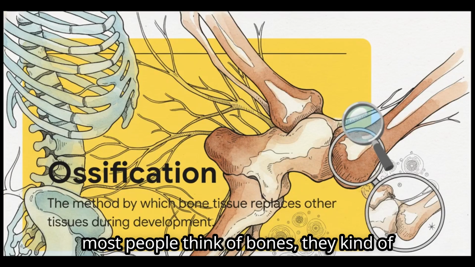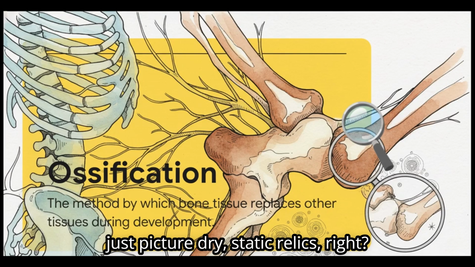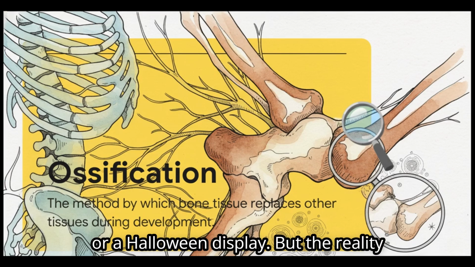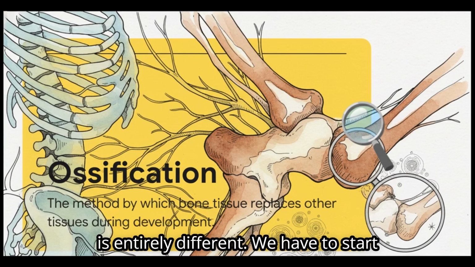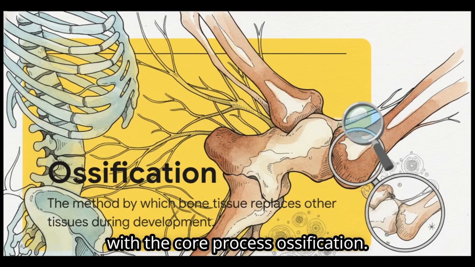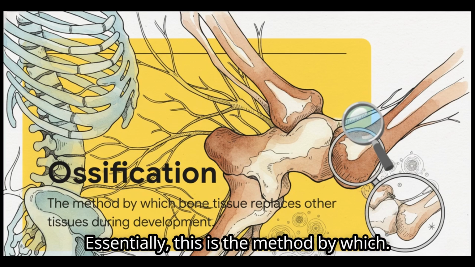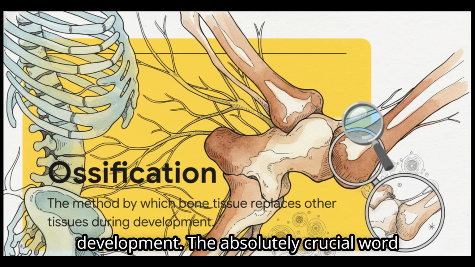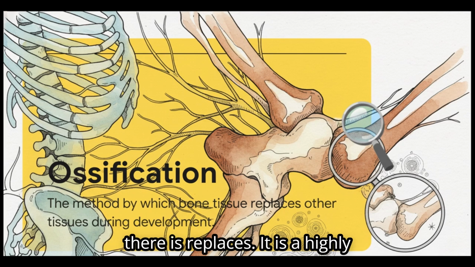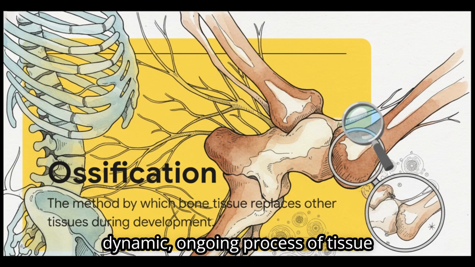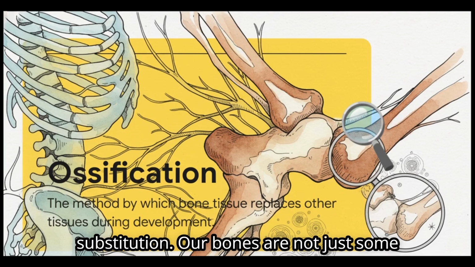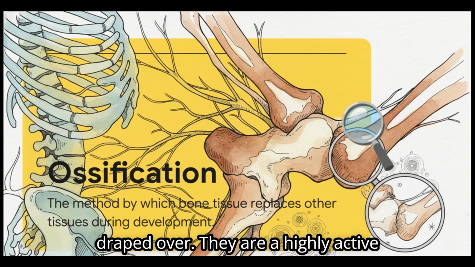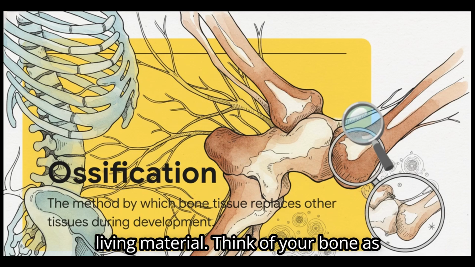When most people think of bones, they kind of just picture dry, static relics, right? Like the props you'd see in a museum or a Halloween display. But the reality is entirely different. We have to start with the core process, ossification. Essentially, this is the method by which bone tissue replaces other tissues during development. The absolutely crucial word there is replaces. It is a highly dynamic, ongoing process of tissue substitution. Our bones are not just some dead scaffolding that our muscles are draped over. They are a highly active living material.